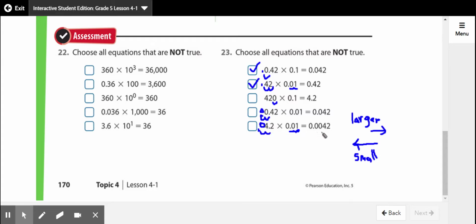0.042. Well, they have 0.0042. So actually only the first two are correct. This is on page 170. So let's just wrap this up with a little practice on this.